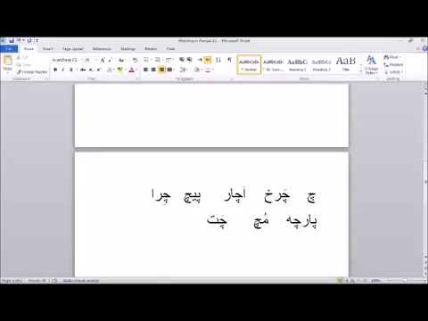a, t, r, chatra. Chatr means umbrella. Ch is connective, a is a sign, t is connective, and re is the final. Chatra means umbrella.